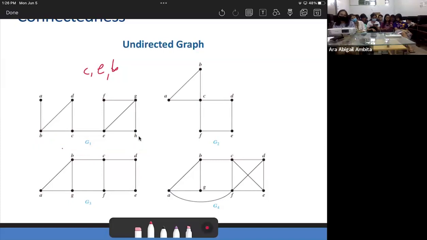So, let's say itong vertex na to. Can we consider this one as a cut vertex? Yes or no? No. Bakit no? Kasi it still produces one na subgraph. Okay? So, kumbaga connected pa rin yung graph mo. Okay?